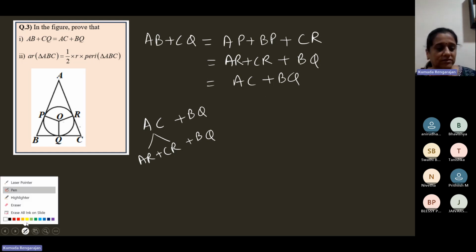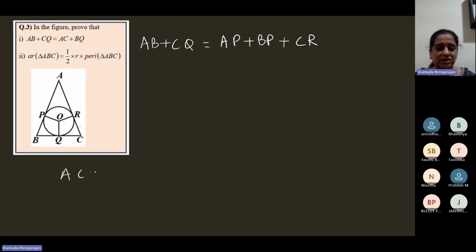Let me do it again. See it. AB plus CQ is equal to AB is AP plus BP, plus CQ can be written as CR. Tangents from an external point of the circle are equal. Now, what should you get? You should get AC plus BQ. What is AC? AR plus CR. AR plus CR plus BQ. This result you should get.